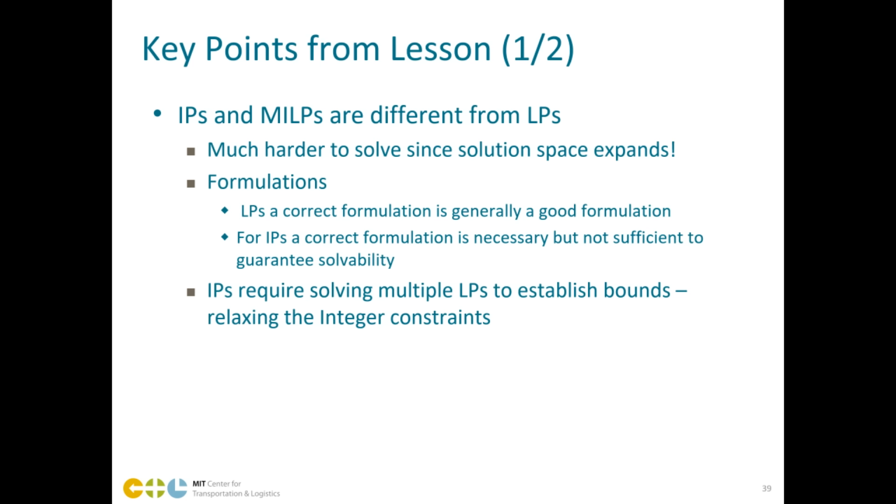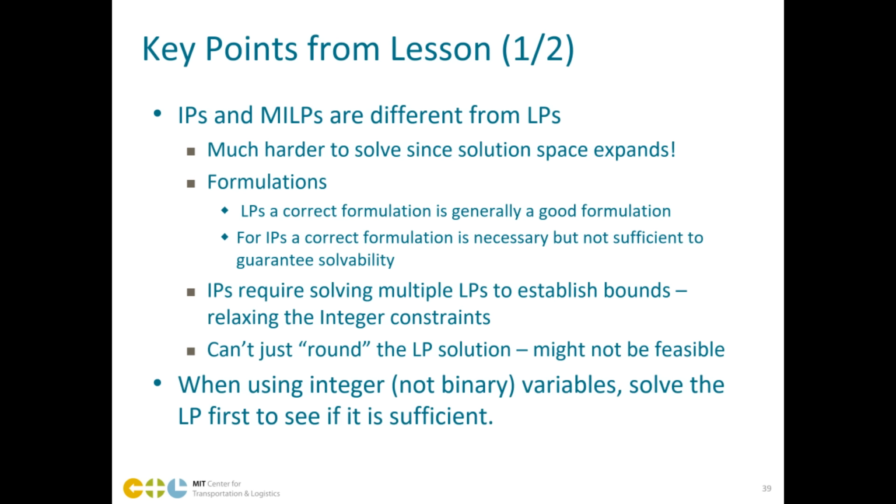Typically, to solve an IP, you'll solve multiple linear programs, essentially relaxing the integrality of these different variables. You'll solve a linear program with the variable being high, and with it being low, and you keep doing these. It's called branching and bounding. And so the point here is, this is why it's so much harder to solve an IP than an LP. You can't just round the LP solution. It might not be feasible, and if it is feasible, it might not be optimal. This is what we saw in the Banner Chemical case.